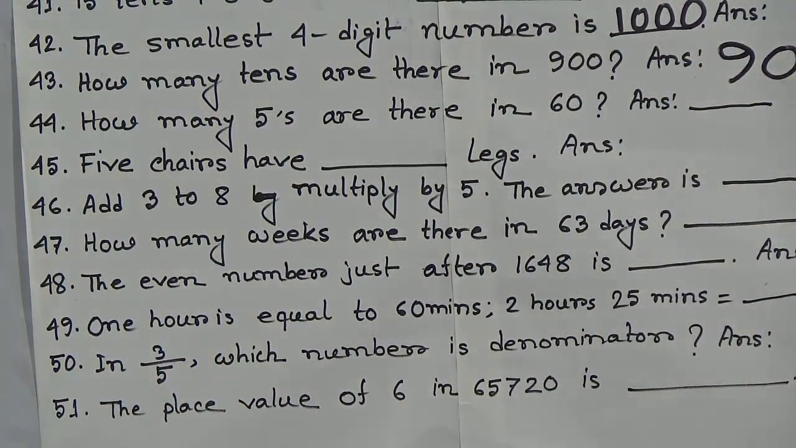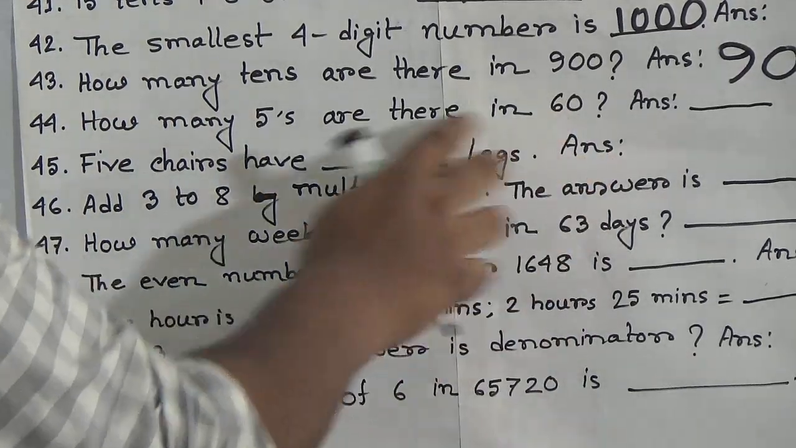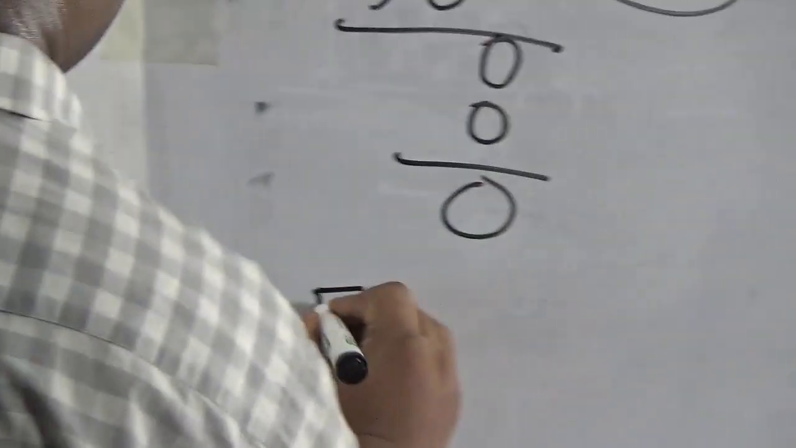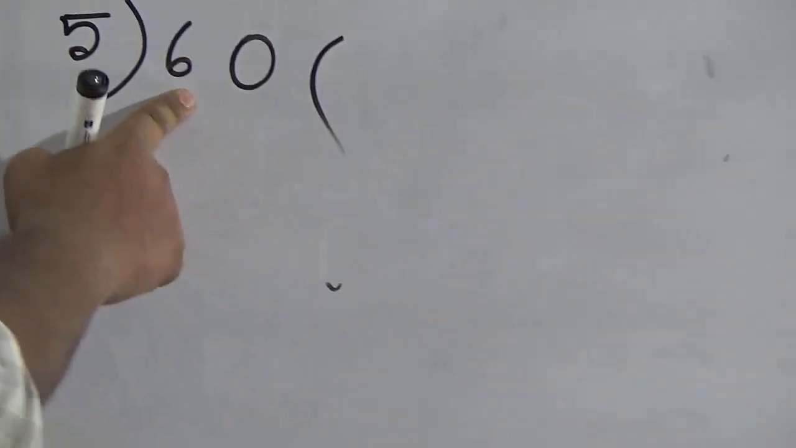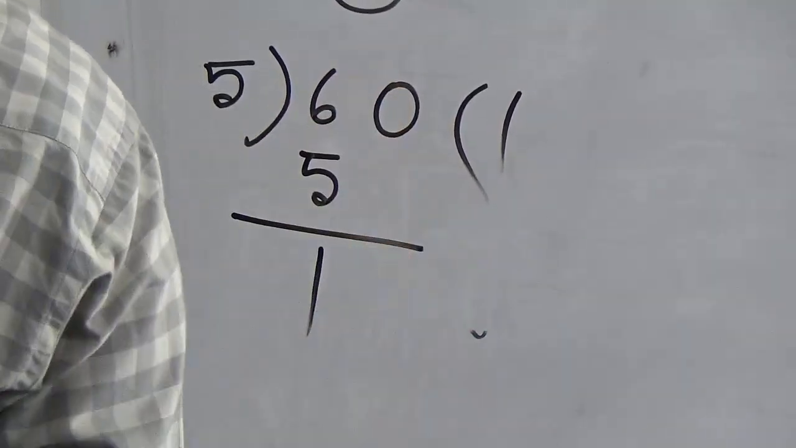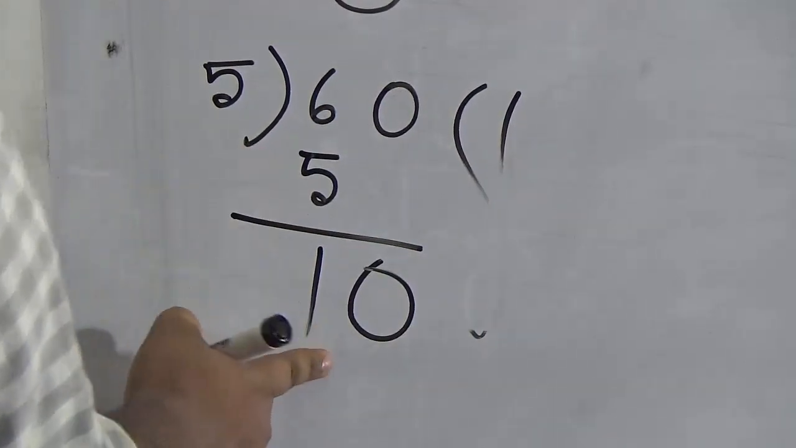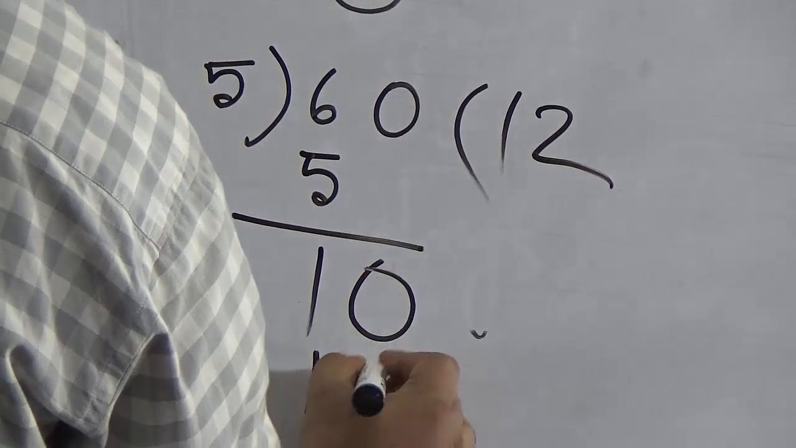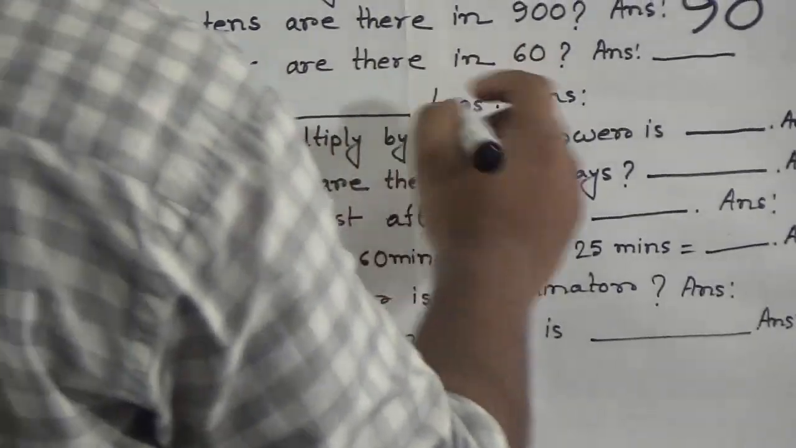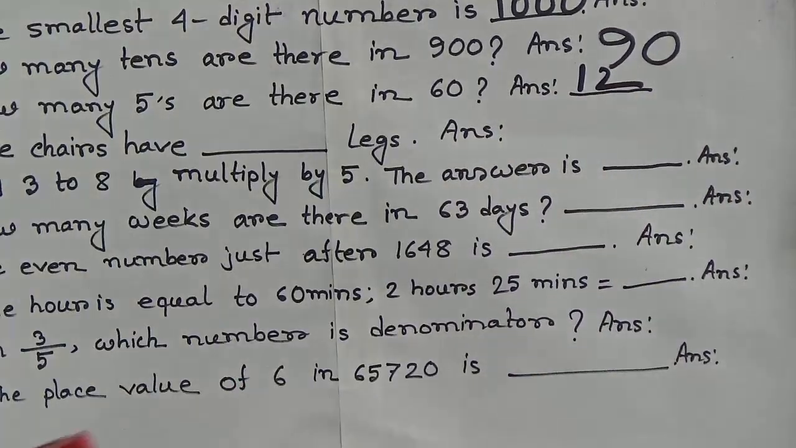Our next question, how many 5s are there in 60? This question is the same as 43. We divide 60 by 5 and we get how many 5s are there in 60. So we divide 60 by 5. In 6, 5 goes in 1 time. If we subtract 5 from 6, then we get 1 and 0 is placed here. In 10, 5 goes in 2 times. Okay? Then 12. 12 is the answer. So we can say there are 12 5s in 60. The answer is 12.